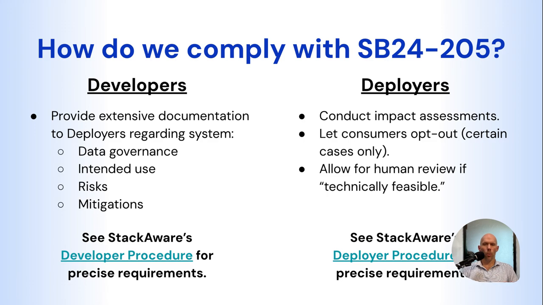The law also creates categories of two different types of entities: developers and deployers. And organizations can be both developers and deployers, or they can be just one. Developers need to provide extensive documentation to deployers about how their system is designed and is supposed to operate. And then deployers need to do impact assessments and allow for opt-out in certain circumstances, allowing for human review if technically feasible, although that term is not defined. I would recommend looking at Stackaware's developer and deployer procedures for detailed guidance on how to meet these requirements.